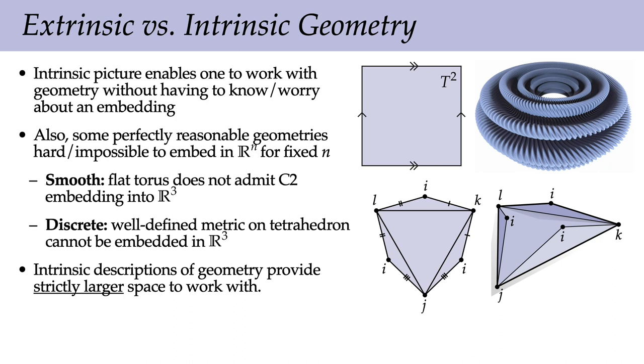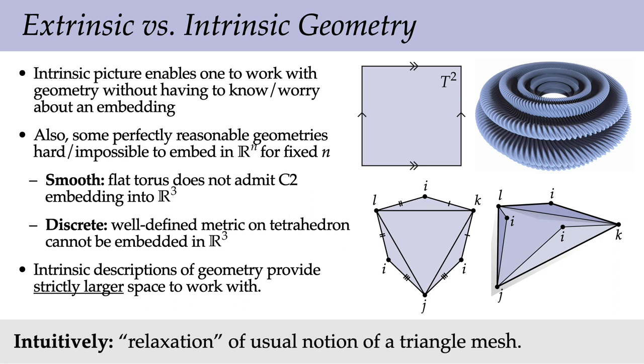And so what this hopefully tells you is that intrinsic descriptions of geometry actually provide a strictly larger space to work with than a standard extrinsic triangle mesh. So maybe intuitively you could imagine this is a kind of relaxation of our usual notion of a triangle mesh. And this really will serve as a relaxation in algorithms. Things that were hard, where I had to know the embedding at every step of my algorithm, now I can just work with this looser intrinsic description, and I have a lot more freedom and flexibility.